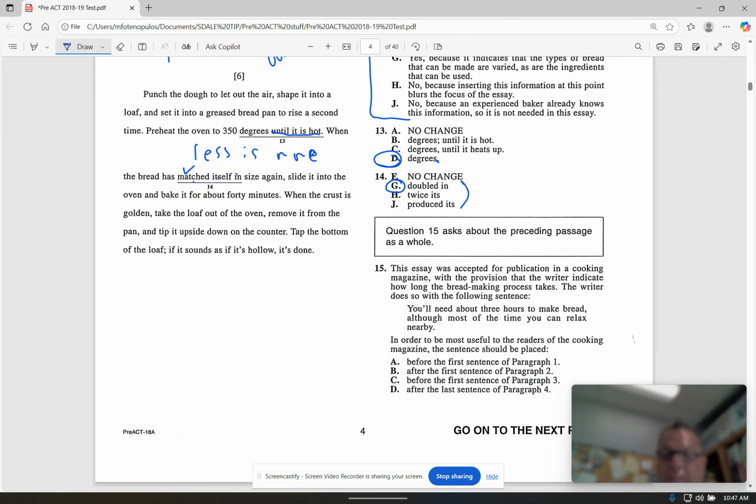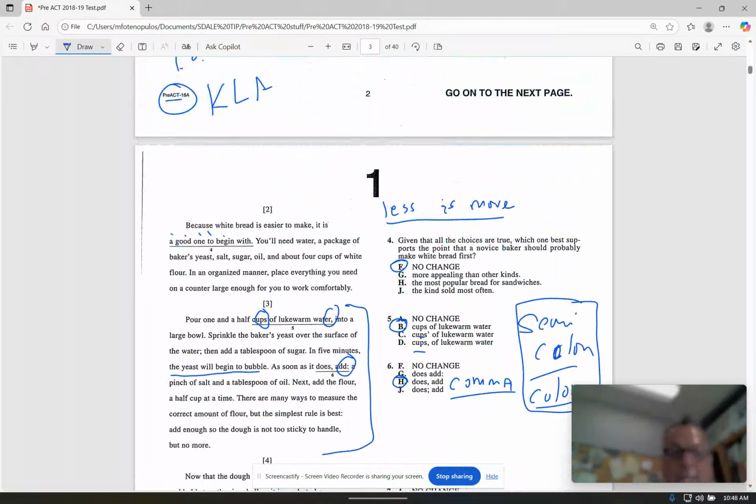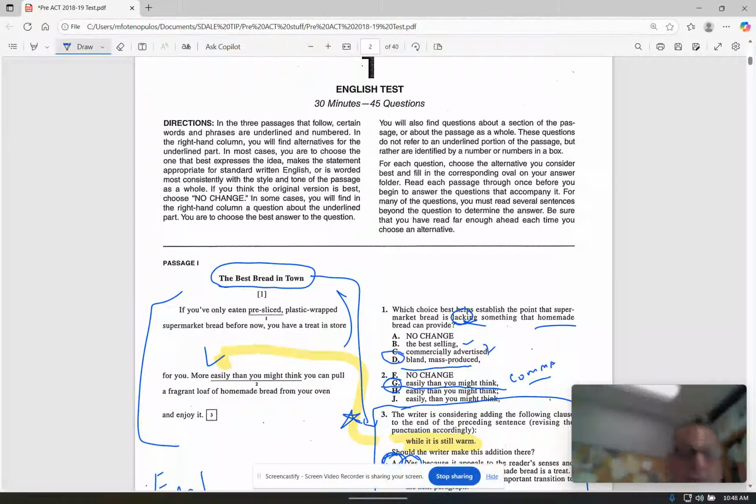The essay was accepted for publication in a cooking magazine, with the provision that the writer indicate how long the bread making process takes. The writer does so with the following sentence: you'll need about 3 hours to make the bread, although most of the time you can relax nearby. In order to be most useful to the readers of the cooking magazine, the sentence should probably be placed where? So you need to put this time moment where it most fits in this essay. Before the first sentence of paragraph 1, which would be there.